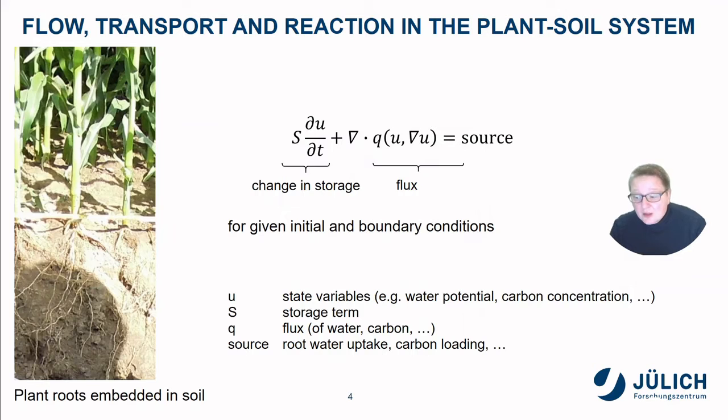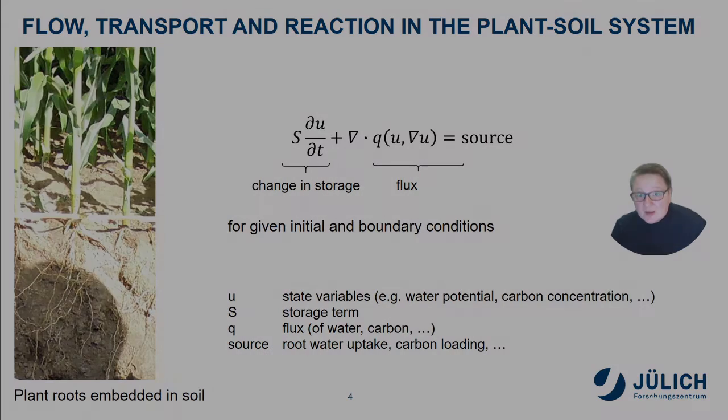In addition, we have a source term that can represent, for example, water uptake by roots or carbon loading and unloading. Suitable initial and boundary conditions complete the definition of the mathematical problem. Multiple biophysical processes would be described by a system of such partial differential equations, and the source term could then include reaction terms of multiple components.